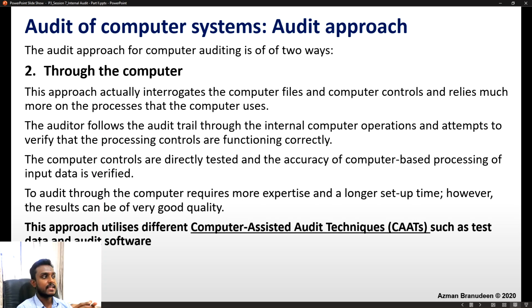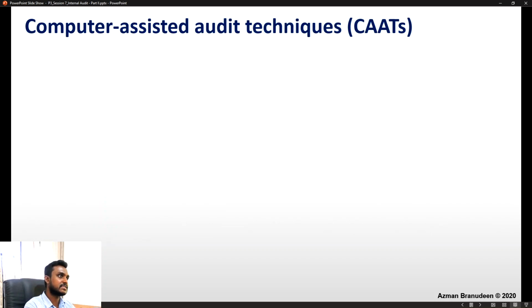However, this can lead to results that are of very good quality because obviously through the computer you're going through the entire process. What this approach does is it utilizes different computer assisted audit techniques, which are known as CAATs, such as test data and audit software. So we will take a closer look at computer assisted audit techniques.